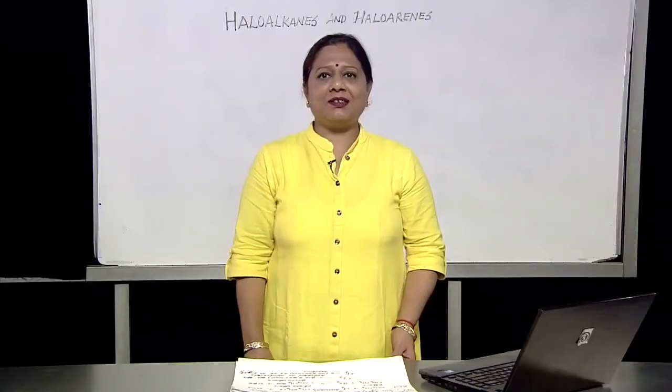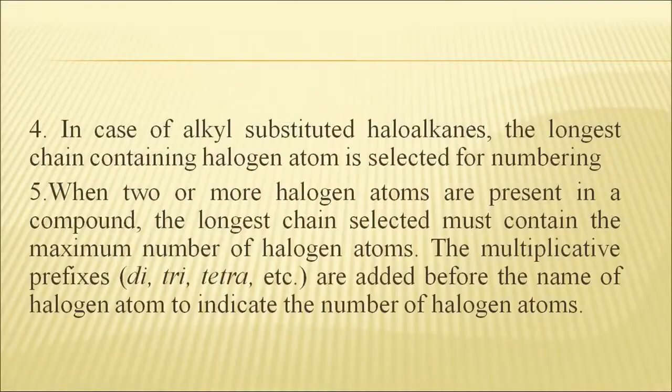In case of alkyl substituted haloalkanes, the longest chain containing the halogen atom is selected for numbering. When two or more halogen atoms are present in a compound, the longest chain selected must contain the maximum number of halogen atoms. The multiplicative prefixes like di, tri, tetra are added before the name of the halogen atom to indicate the number of halogen atoms.